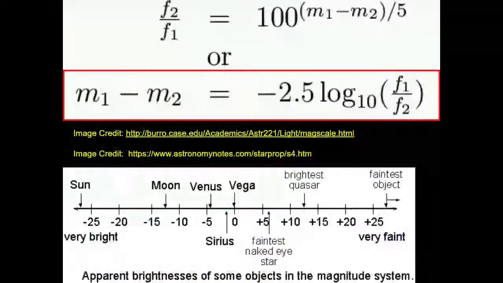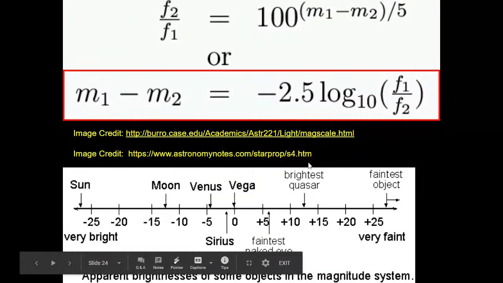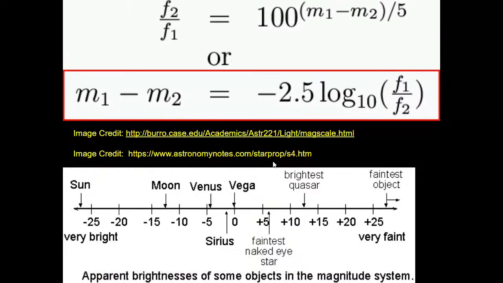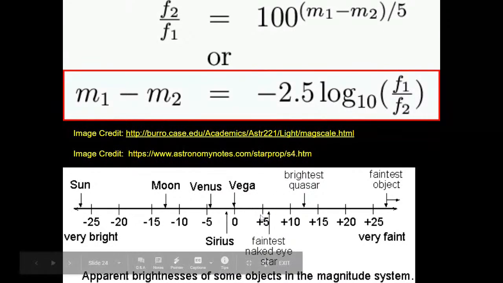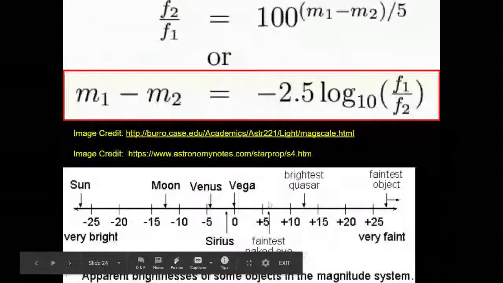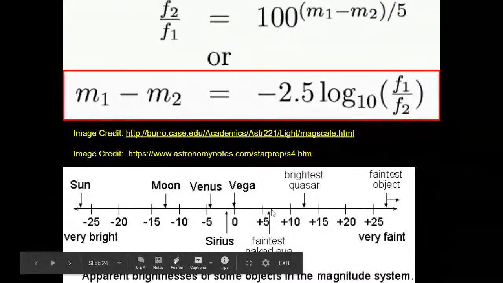Right. And we also saw that various stars have different magnitudes. Like the sun is very bright, so therefore the apparent magnitude is more negative than minus 25, while for the naked eye, the faintest star that one can see is slightly over plus 5. Okay?